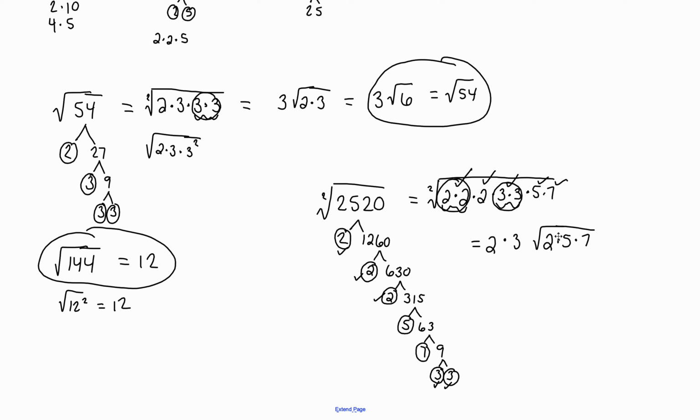So now I have everything in its correct location, and now I can just simplify. So the coefficient on the outside is 2 times 3, which is 6. I have the square root symbol. Then I have 2 times 5 times 7, which is going to be 70. So my prime factorization of the square root of 2,520 simplifies down to 6 square root of 70. And that is my final answer.